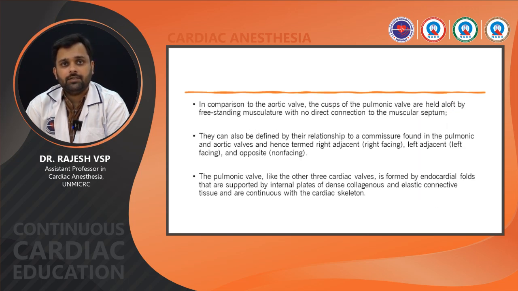In comparison to the aortic valve, the cusps of the pulmonic valve are held aloft by freestanding musculature with no direct connection to the muscular septum. They can also be defined by their relationship to a commissure found in the pulmonic and aortic valves and hence termed right adjacent, also known as right facing, left adjacent, also known as left facing, and opposite, that is non-facing commissures. The pulmonic valve, like the other three cardiac valves, is formed by endocardial folds that are supported by internal plates of dense collagenous and elastic connective tissue and are continuous with the cardiac skeleton.